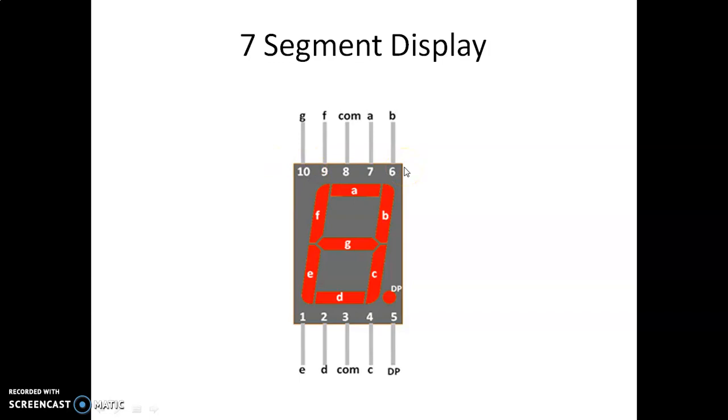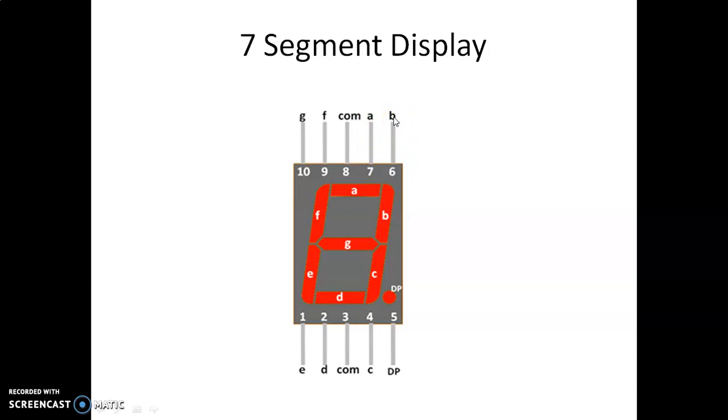So what are the different segments? Because when we are studying, and when we are connecting to the 8051 microcontroller, actually during a project on hardware, at that time we should know what the different pins of the 7-segment display are and which pin has which segment. For example, pin number 7 is segment A, you should know that. Pin number 6 is segment B. So how to remember this?